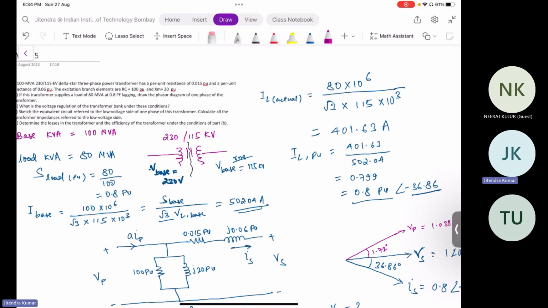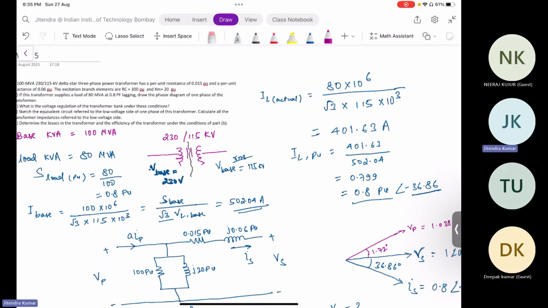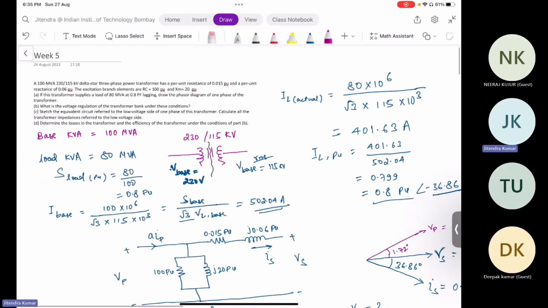In which part are you saying exactly? Could you lead me to that? Sir, the secondary side load current per unit value you are saying. Yes, sir, you have said it already. You have not drawn it on that sheet, sir.